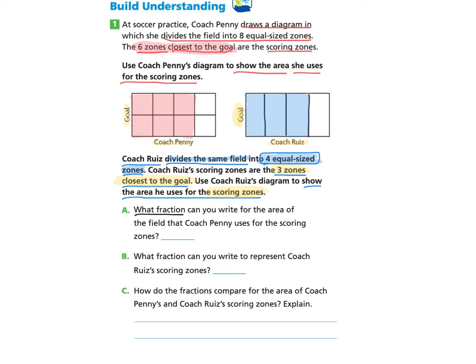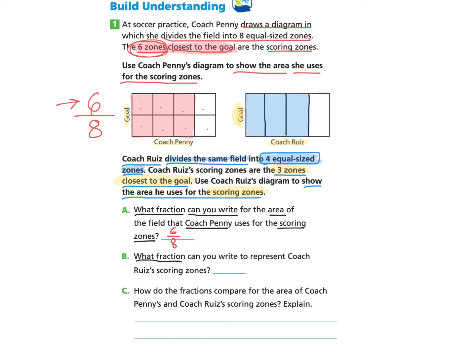What fraction can you write for the area of the field that Coach Penny uses for the scoring zones? So here we have Coach Penny's in red, and we know that there are 1, 2, 3, 4, 5, 6, 7, 8 equal parts. So that's going to be our denominator. And then how many are shaded? That's right, there were 6 zones and there are 6 shaded. So that's going to be our numerator, so our fraction is going to be 6 over 8. Now we're ready to look at part B.